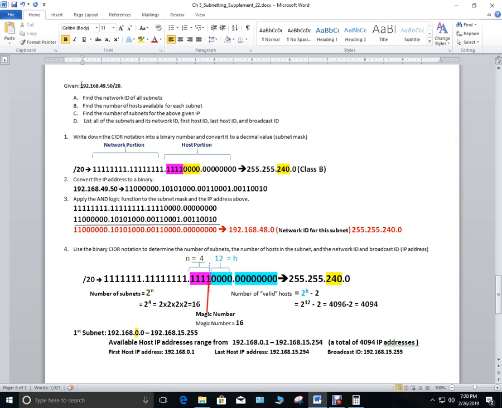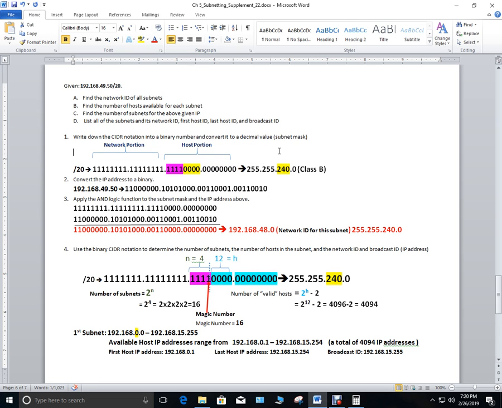All right, let's look at another example. Given an IP address of 192.168.49.50/20. Again, /20 is the CIDR notation. And we want to find all the information about this subnet. So first step, write down the CIDR notation as a binary number and convert it to a decimal value. So 8, 16, and then 20, and 21. All right, there are a total of 20, and we just fill the rest with 0.